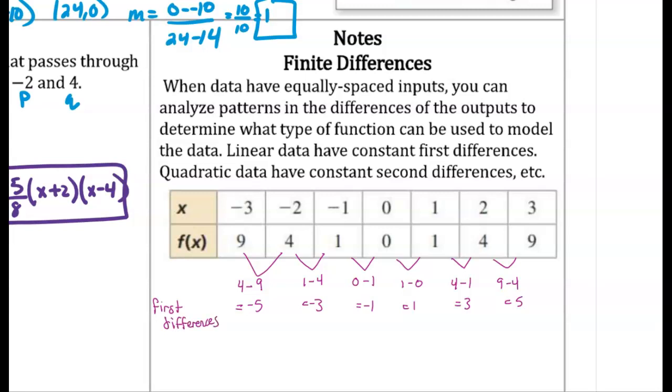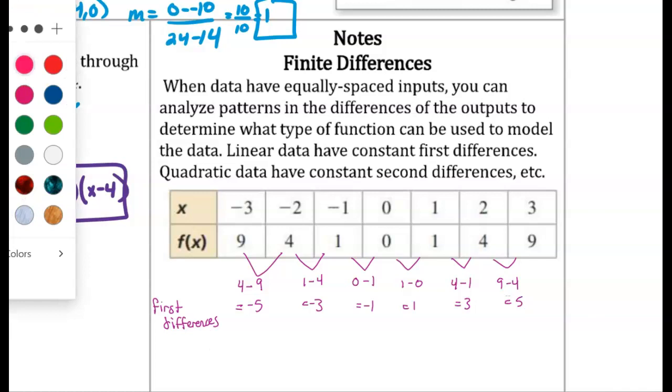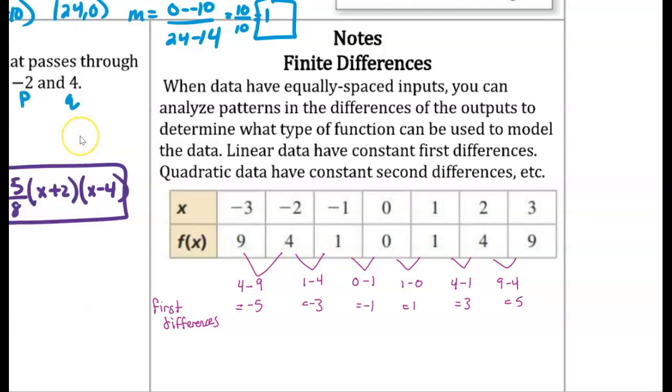Had these all been the same, like 3 straight across, or 2, 2, 2, 2, 2, all the way across, that would have told us that the first differences are the same, and therefore it is a linear function. But because they weren't all the same, we're going to go ahead and do it again. The second time we do it is going to be called second differences. So second differences is you take the differences you just found and you subtract those.